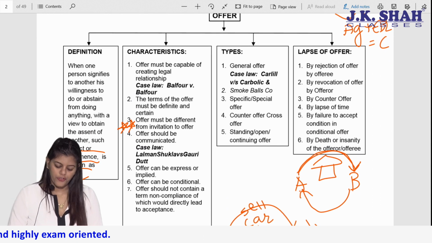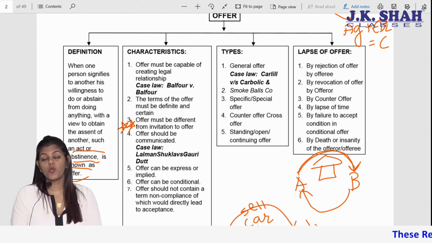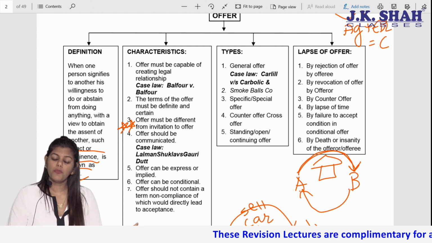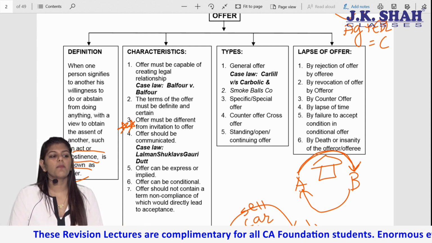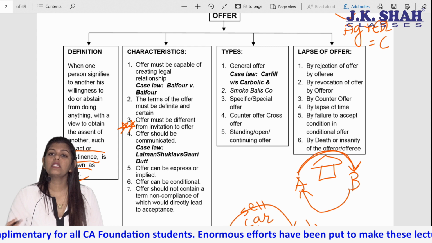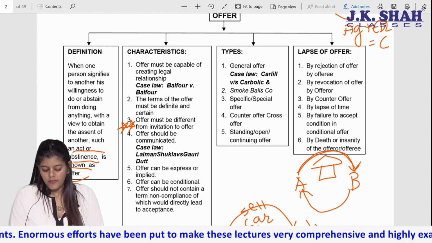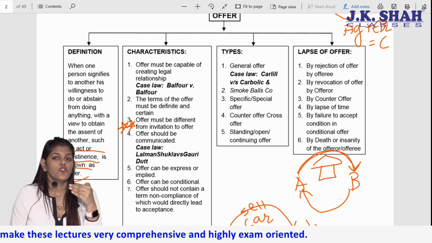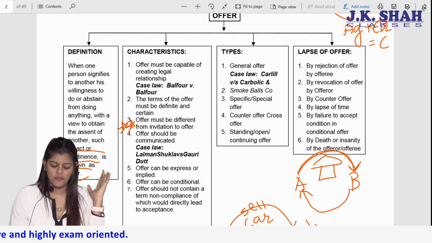Then lapse of offer. Lapse of offer, it's very simple. Lapse does not mean cancellation. Lapse means coming to an end. When will your offer come to an end? First, rejection. The opposite person rejected it. I offered you my house, you are like, ma'am, I did not like it, I don't want to buy it. It's lapsed. Second, revocation. It means I cancel my own offer. I don't want to sell this house anymore, sorry. Third, counter offer. When I offer you something and then you offer me something else, your offer has defeated my offer. That means my original offer has lapsed.